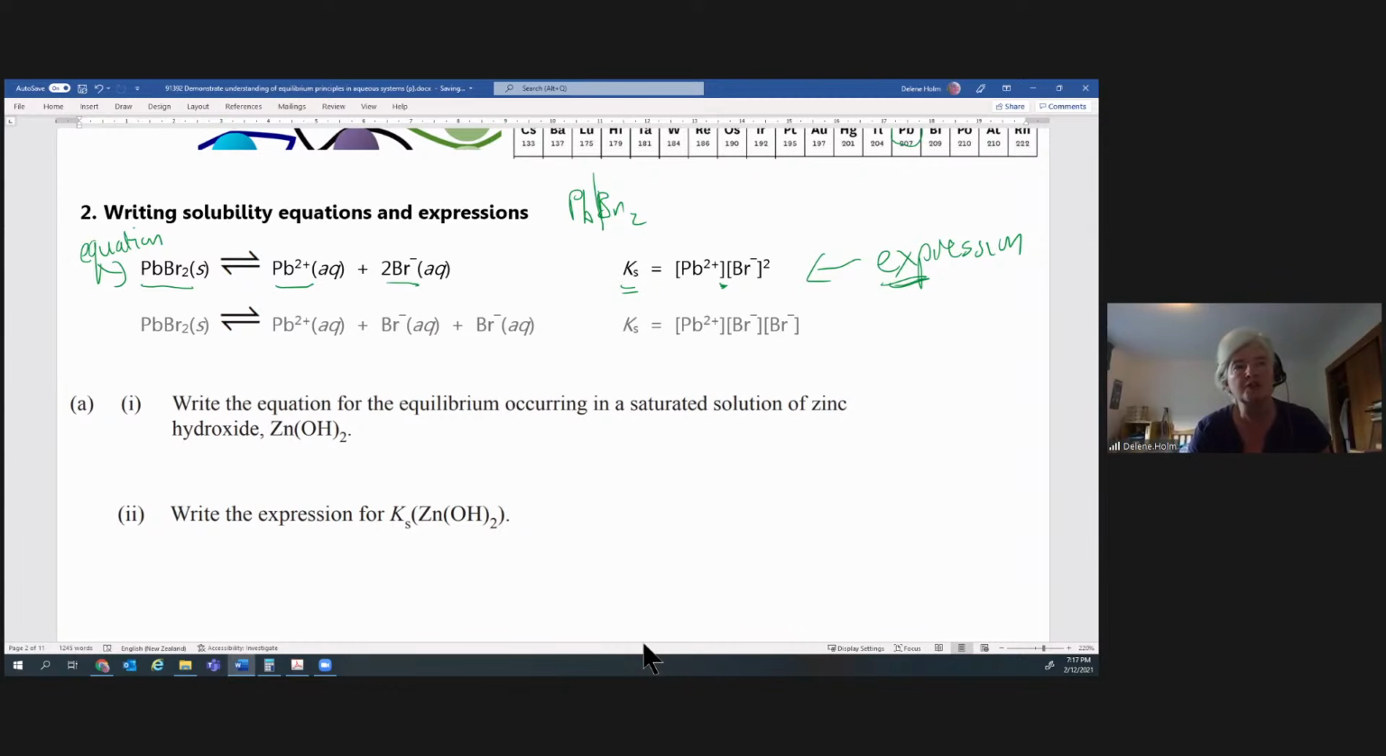You simply, once you've written out your equation, you multiply all your products. So if I've got 2Br, it's the Pb2+ concentration multiplied by the Br- concentration multiplied by the second Br- concentration, which gives us that expression in Pb2+ and Br-. Note also the square brackets.